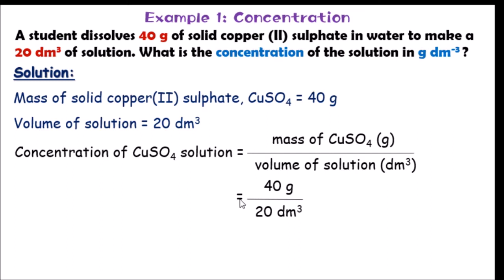Can you take out your calculator and a blank paper to calculate? What is the answer for the concentration of the copper(II) sulfate solution? Take out your calculator to calculate it. Alright, very good. The answer is 2.0 gram per dm³. So this is the concentration of the solution in gram per dm³.